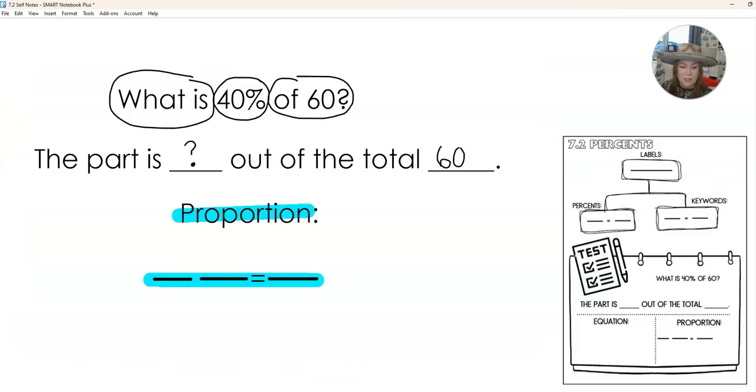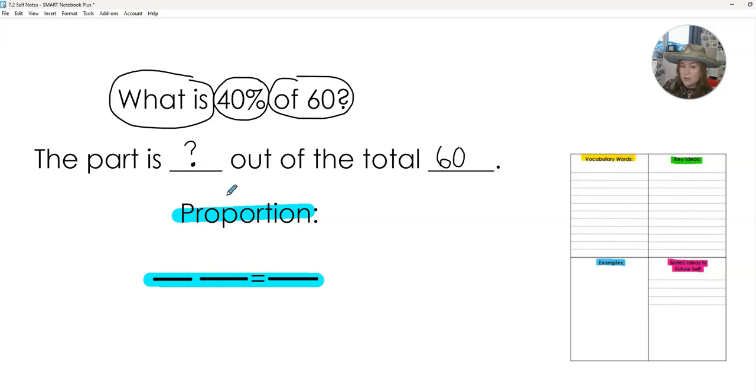Or another way we can do it is with our proportion method. So, oh, sorry, I did not switch the page. So we can use that proportion method. So we know we have 40%, we have 60, we're looking for what is out of 60. So we'll put our labels. We know we want the part on top and the total on the bottom. We are looking for the part. The part is what? We don't know. That's what we're looking for. But we know it's out of 60, something out of 60. And then the percent goes here, 40%, and percents are always out of 100. So you're never going to see that 100 listed in here. We have to know what goes there.